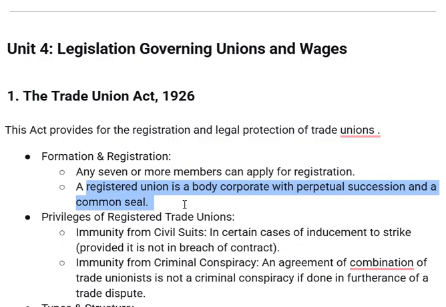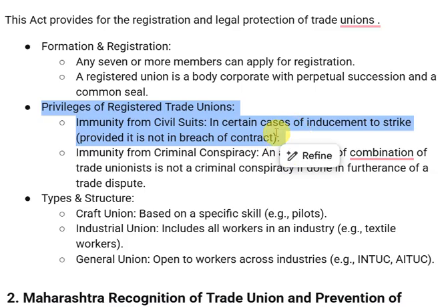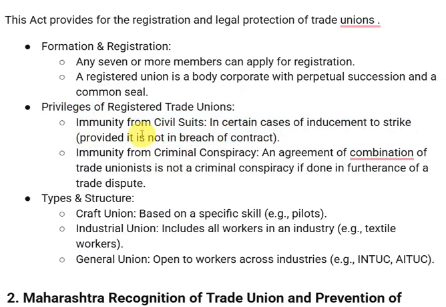Registration of the trade union gives some rights, some protection to the representatives of workers. So that way it's a welcome move. Privileges of a registered trade union: a registered trade union gets immunity from civil suits. It is protected from civil and criminal matters related to advancement of workers' interest. If they are doing something to promote workers' interest, that is allowed.